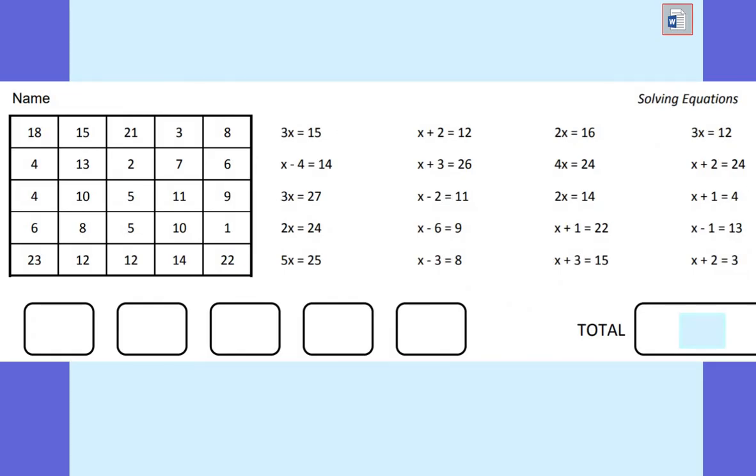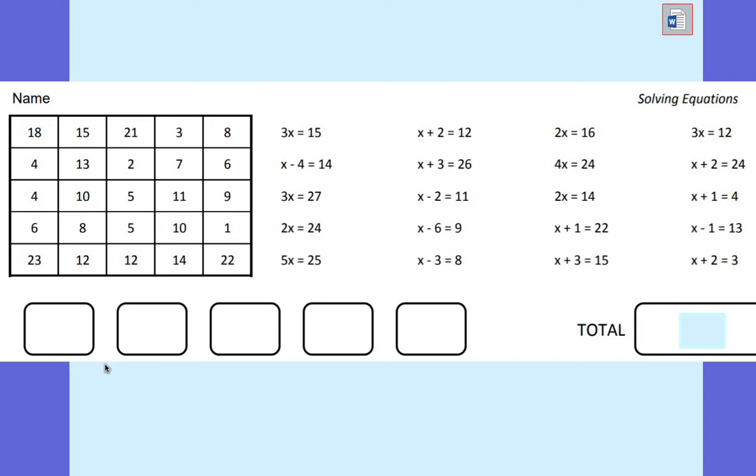Can you now pause the video and have a go at these questions for me? All the questions are over here on the right hand side and the answers are somewhere in the grid. When you've finished, you should be left with 5 answers left over. Can you put those answers in the box at the bottom and add them up to give me a total? Pause the video for 5-10 minutes and have a go at those now, please.